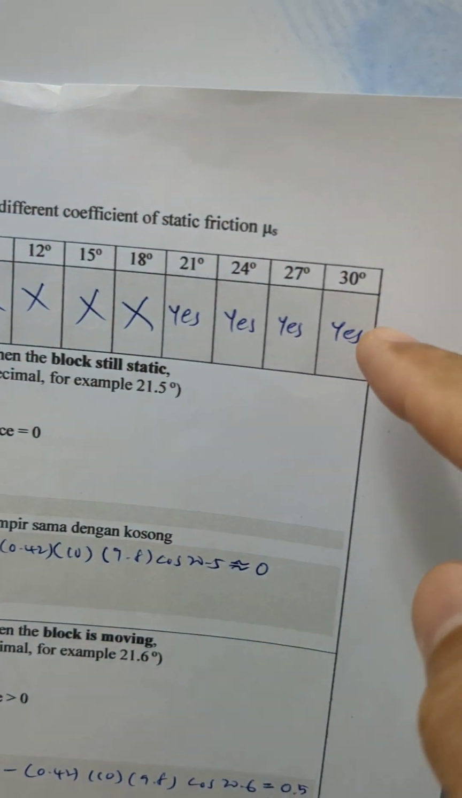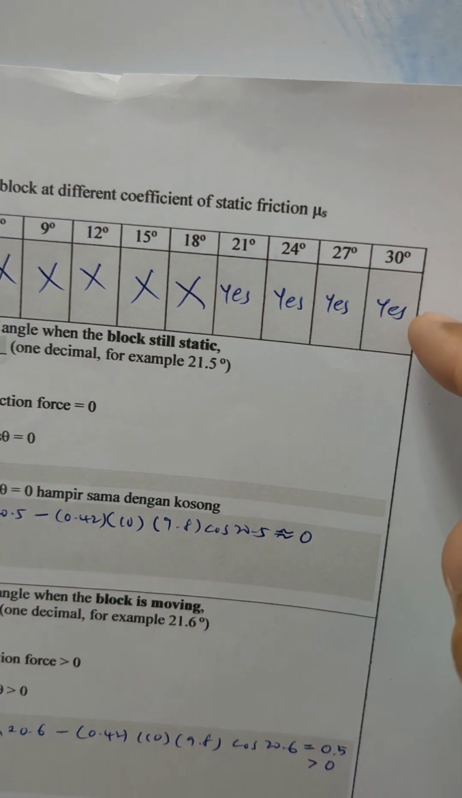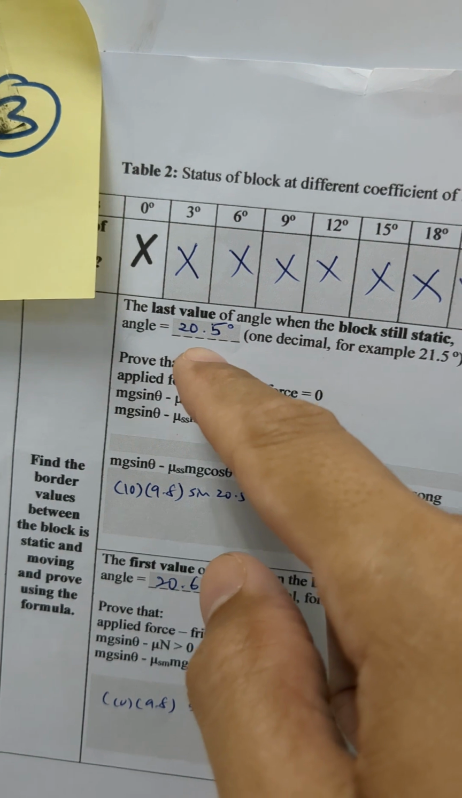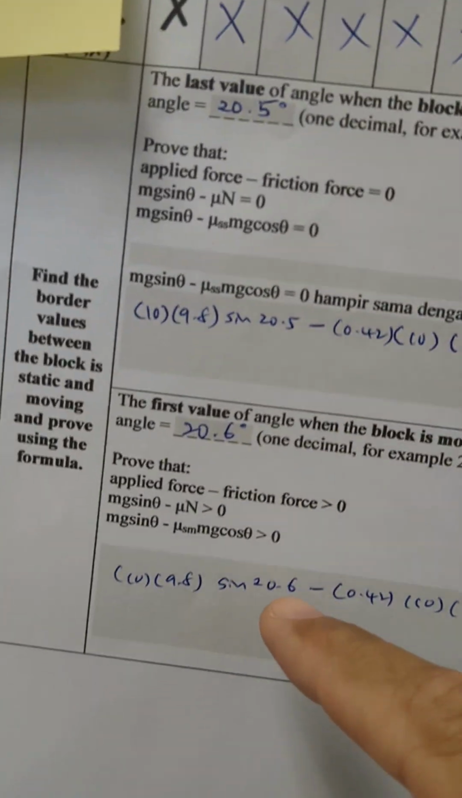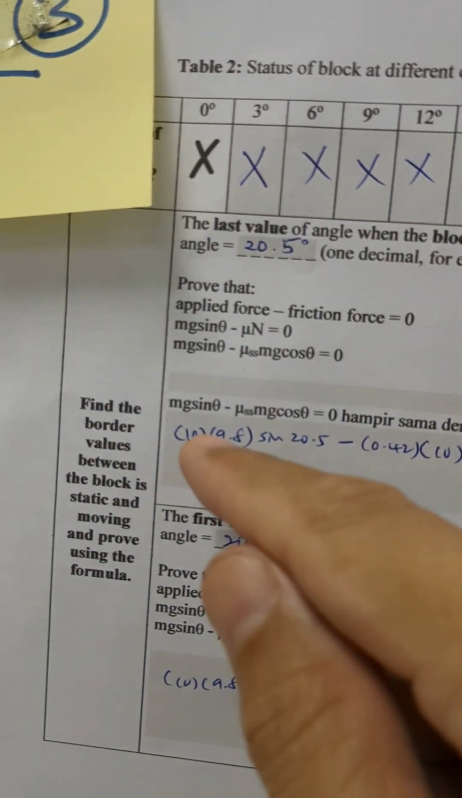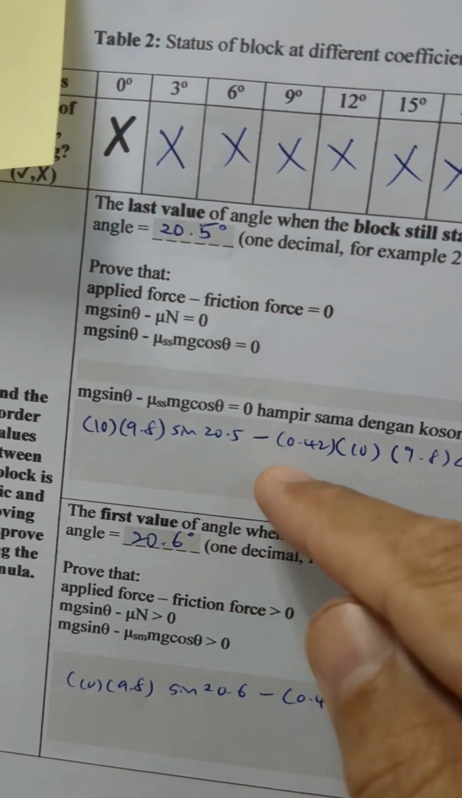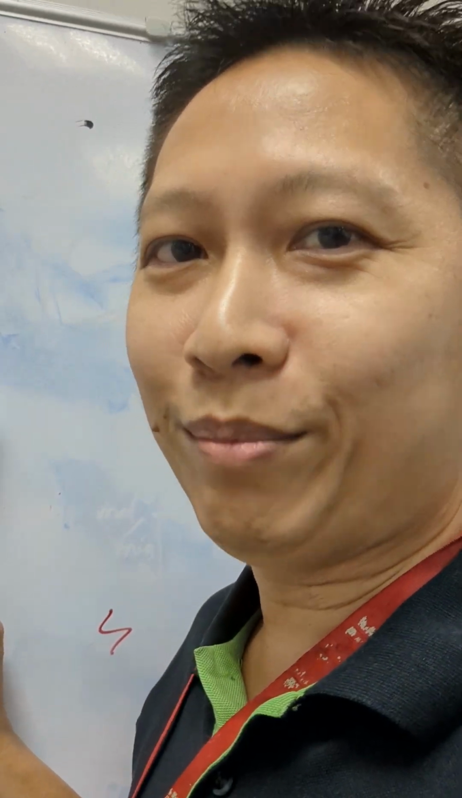We'll do this for all the angles here, and for the angle that is moving, we'll put yes. We'll find the finest angle. Oh, we get 20.5, for example. And then we'll do the case when it starts moving, 20.6. So we'll key in the numbers here to prove whether it equals 0 or not. Okay, we'll go to our member 4 and member 5.